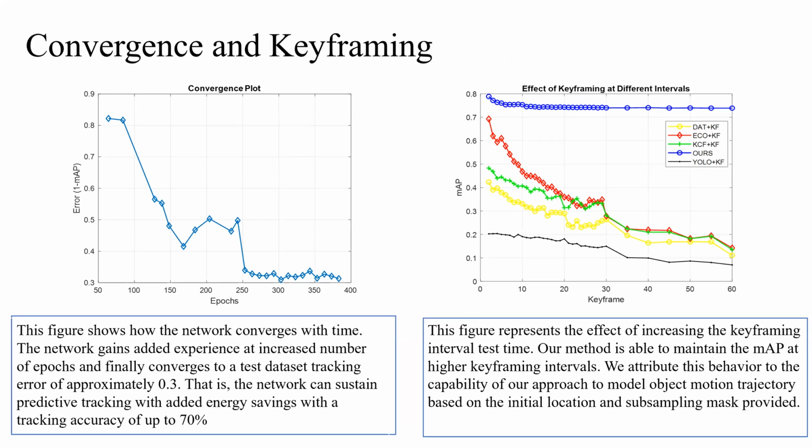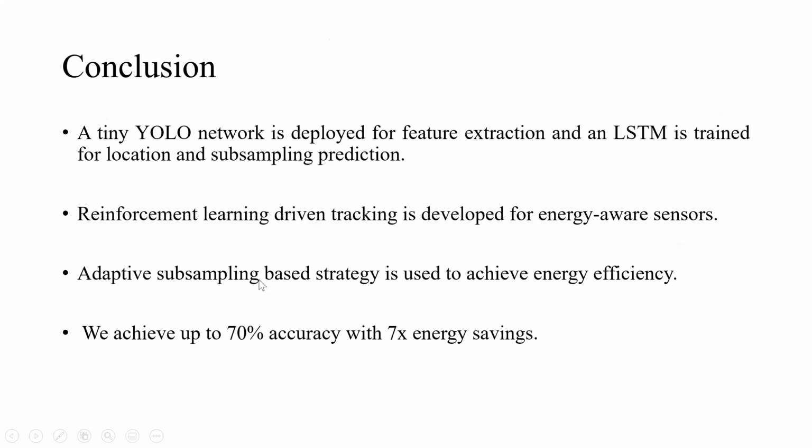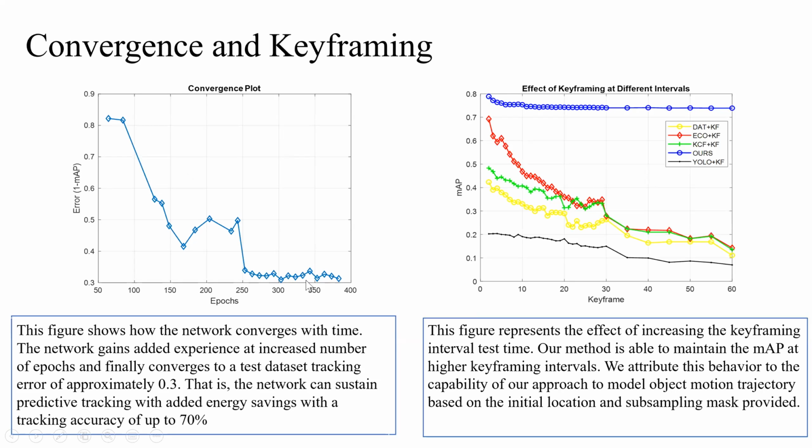These are some results. The first plot shows how our network converges with time. As you can see at the beginning, the test accuracy was very poor because the y-axis indicates the error, which is 1 minus the mean average precision, and the x-axis indicates the number of epochs. Towards the beginning, the error was very high, but with time, the network gained experience in the reinforcement learning framework, and it managed to converge to an error that went as low as 30%.